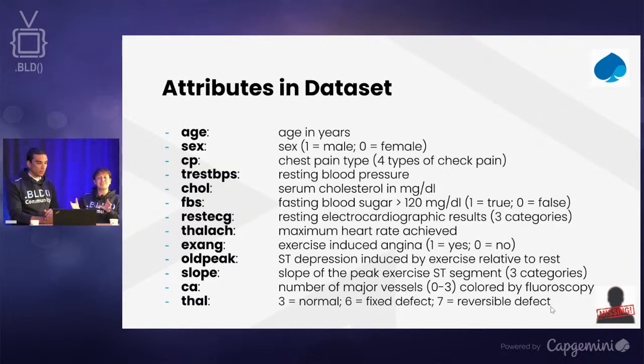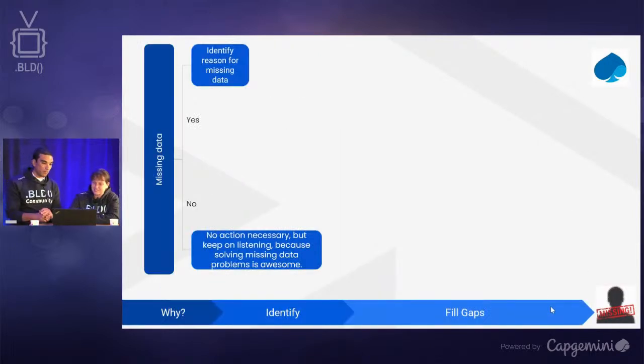But before digging into that, let's just see, is there actually missing data? So that's the first question. Identify reasons for missing data, or just firstly identifying whether it's missing, then we'll be looking at the reasons.